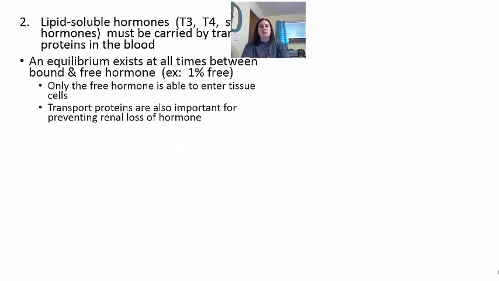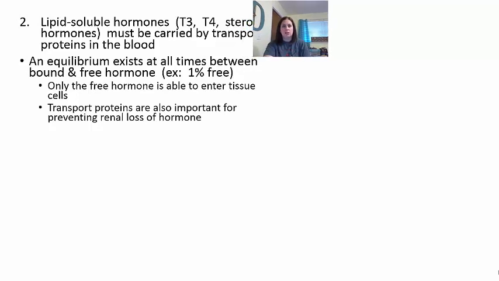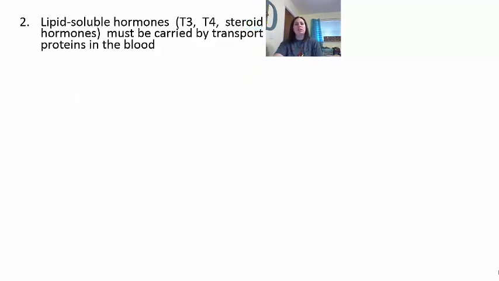Lipid-soluble hormones are a little bit different. They're the second ones we're looking at here. Lipid-soluble hormones, something like T3, T4, and steroid hormones, have to be carried by a transport protein in the blood. They don't like water, because we know oil and water don't mix, and blood is mostly water, so they don't like to travel through there.